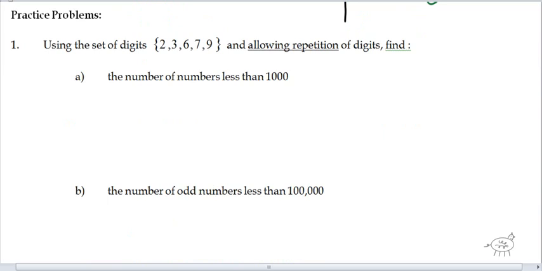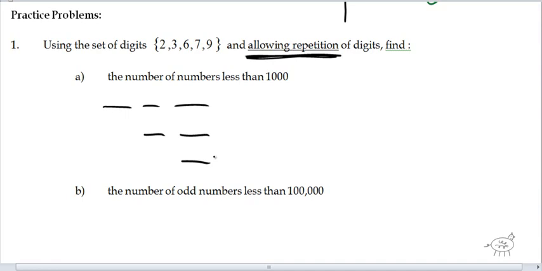Using the set of digits 2, 3, 6, 7, 9, and allowing repetition. Again, make sure you look at what I'm telling you to do. Allowing repetition, find the number of numbers less than 1,000. Remember, this is not a 4-digit number or specifically a 3-digit. It's less than 1,000. So that means it could be 999, 990. In other words, it's 3 digits, 2 digits, or 1 digit. So what I'm going to do is draw 3 slots, 2 slots, or 1 slot. 3, 2, or 1-digit number. Okay, again, repetition is allowed.